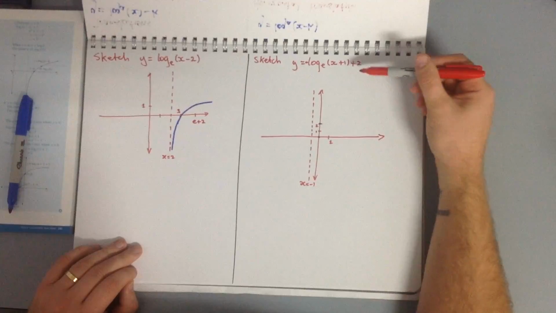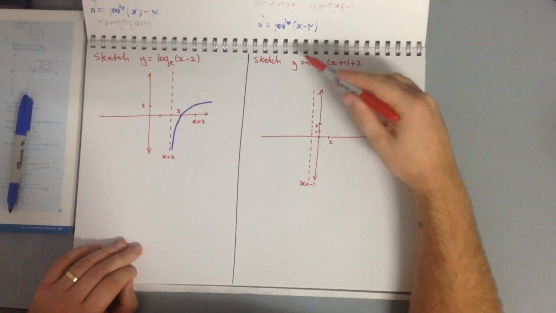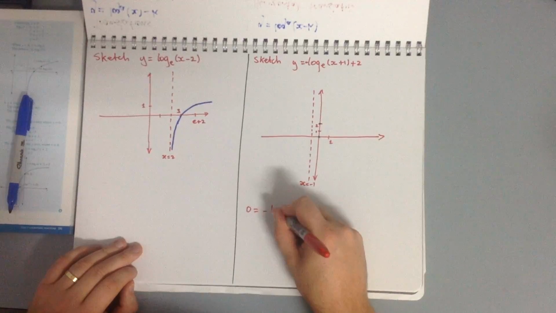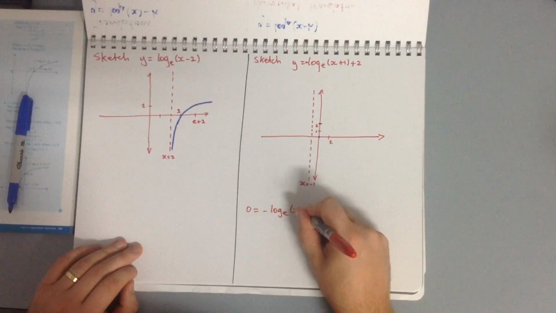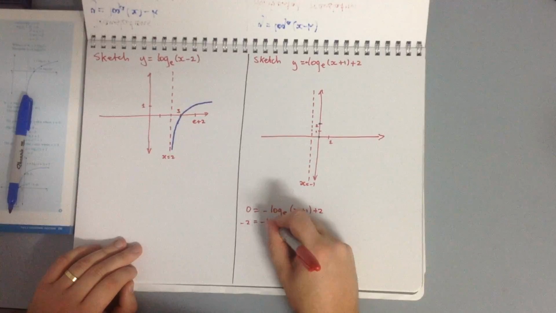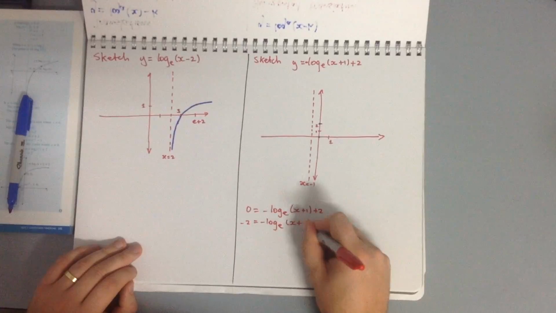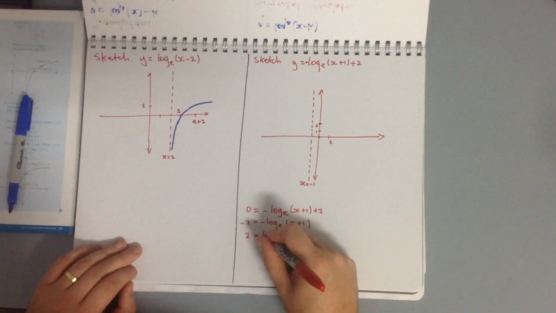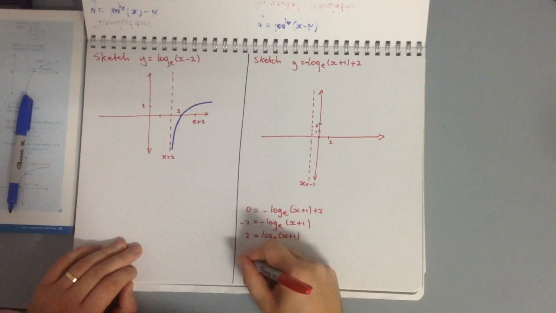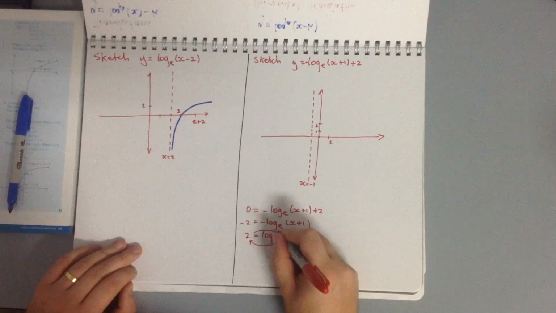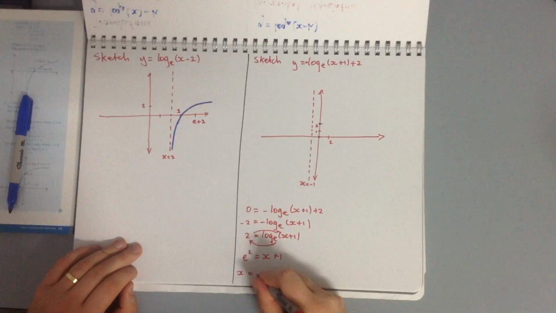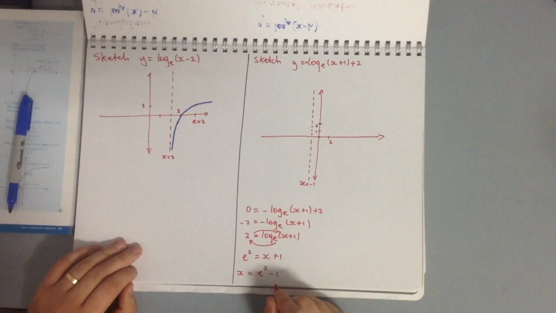We'd also need to find our x-intercept, where we let y equal 0. So we go 0 equals negative log to the base e of x plus 1, plus 2. Take our 2 away: negative 2 equals negative log to the base e of x plus 1. Divide by our negative, we get 2 equals log to the base e of x plus 1. So then we use our logging method: e to the power 2 equals x plus 1. Take our 1 away: x equals e to the power 2, take 1.